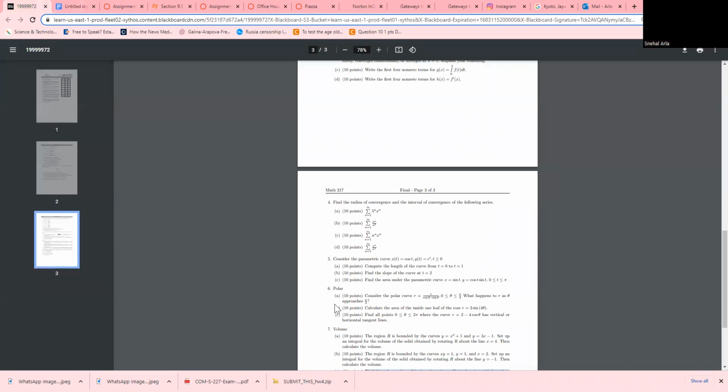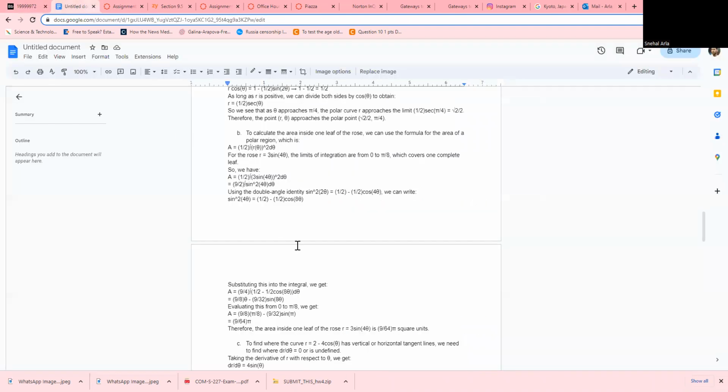Find the slope, no, sorry, calculate the area inside r equals 3 sine 4 theta. To calculate the area inside one leaf of the rose, we can use the formula for area of a polar region. That's the formula we know for those. The rose is r equals 3 sine 4 theta. The limits of integration are from 0 to pi over 8, which covers one leaf.